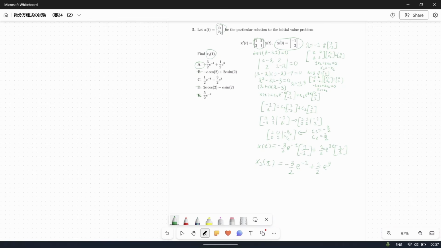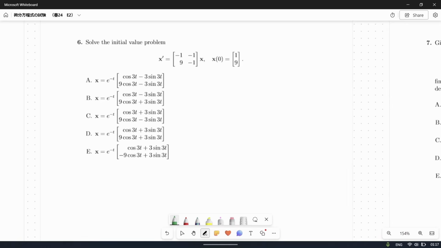Oh yeah, and then also here's the entire problem from the beginning to the end of how we got here. All right, number 6. Solve the initial value problem of x prime is equal to some matrix times x, and x of 0 is equal to 1 and 9. So we're dealing with another system of differential equations here with an initial value problem.